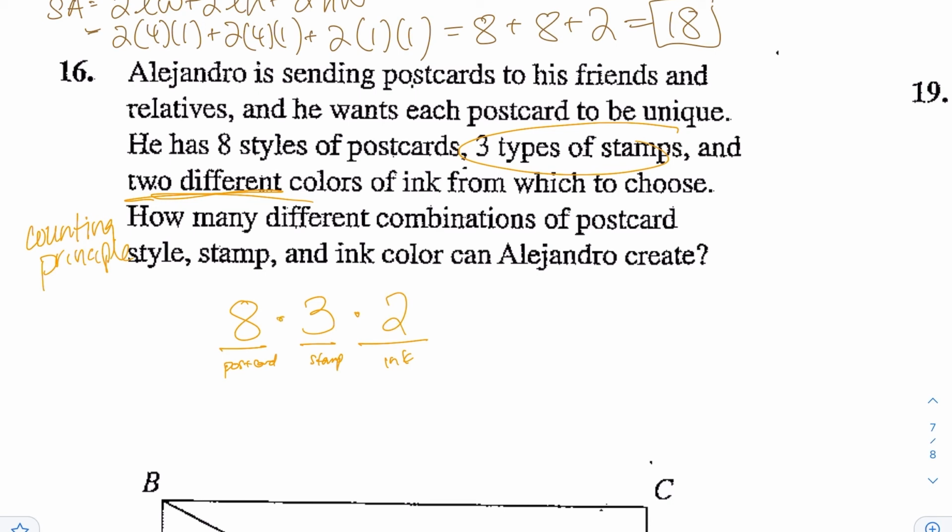And you're going to want to multiply these 3 because this represents the number of different combinations that you have in this counting principle. So 8 times 3 is 24, times another 2 will be 48. So what this means is that Alejandro can actually make 48 different and unique postcard combinations.